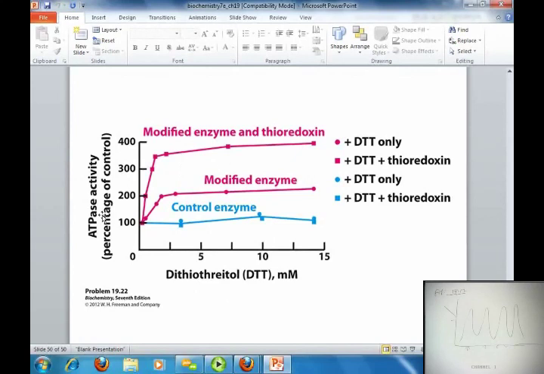With the control enzymes, though you are adding DTT and also thioredoxin, nothing happens because that enzyme is not a modified enzyme. So by genetic manipulation or biotechnologically, you can change the ATPase, a modified enzyme, a highly activated one, to produce more ATPase activity and more ATP synthesis. So that's the next dimension of the biotechnology industries now.